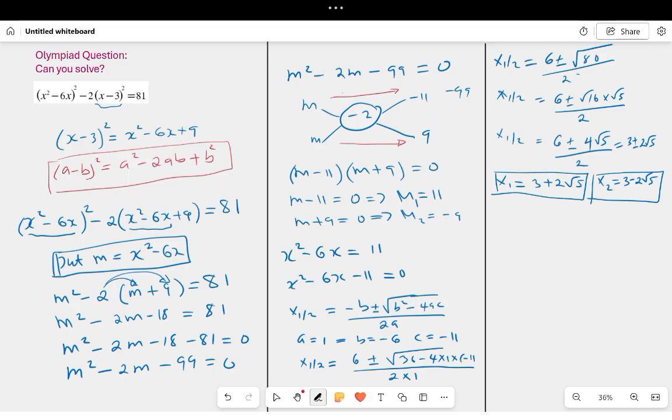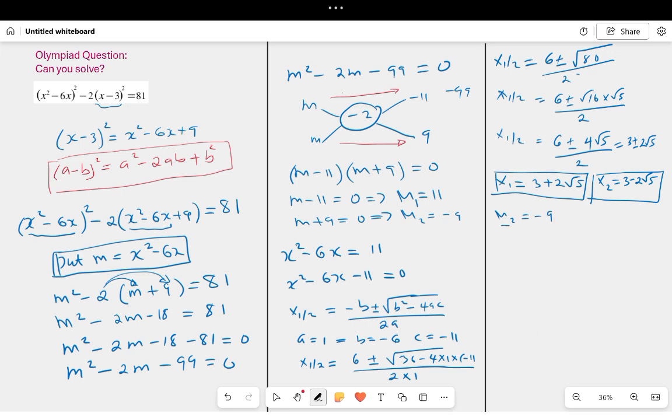Now, next, we are going to consider the second option for m. Remember, the first solution for m was 11, and this is what has made us work all through to get these two solutions for x. Therefore, considering the second option for m as -9. And so remember, we had m2 was -9.